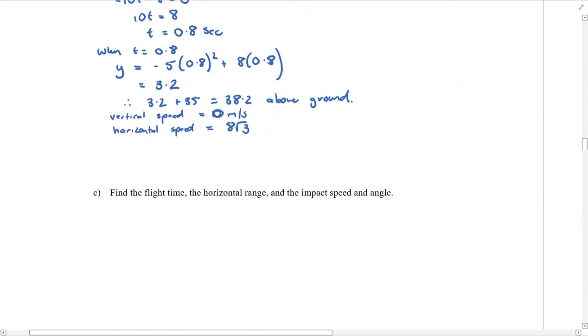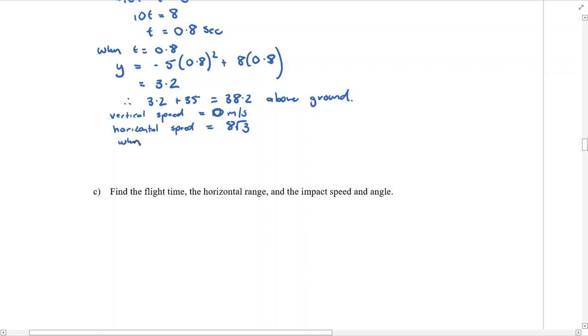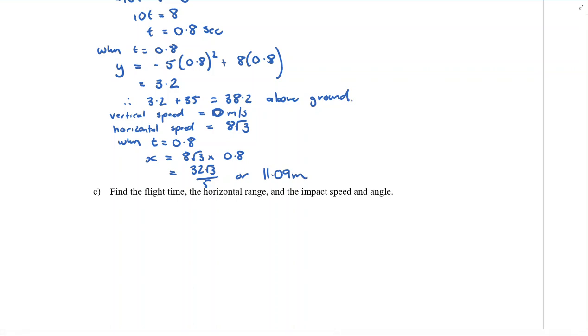Okay, so I'm just going to sub in when t equals 0.8, my particle has gone 8√3 times 0.8, and you can either try and leave that exact. If you leave it exact, it turns out to be 32√3 over 5, or as a decimal, it's 11.09 meters. I don't think you need me to take the time to do that calculation again.